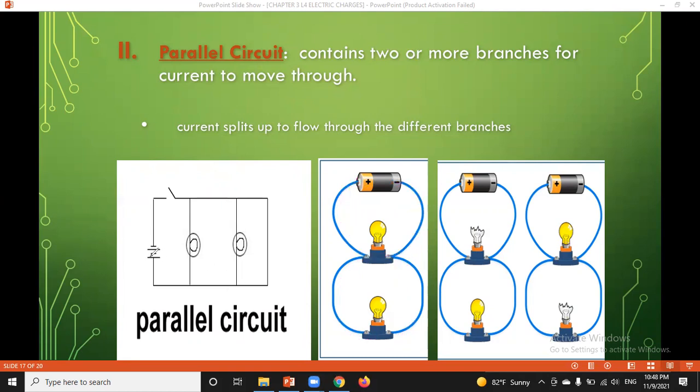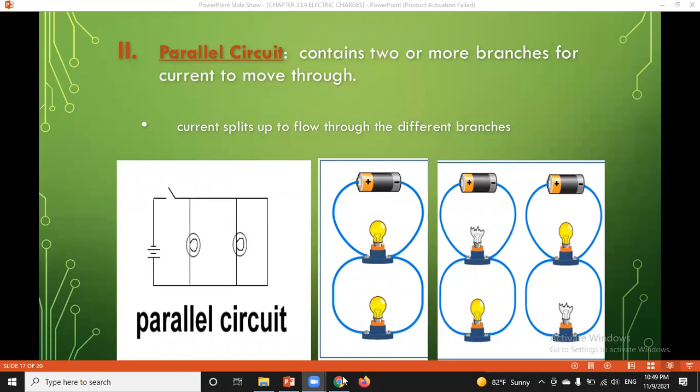Another example, this one. How many paths does it have? First one, the second path, and the third path, or the third way for the electricity to pass through it. So this parallel circuit is made of three loops.